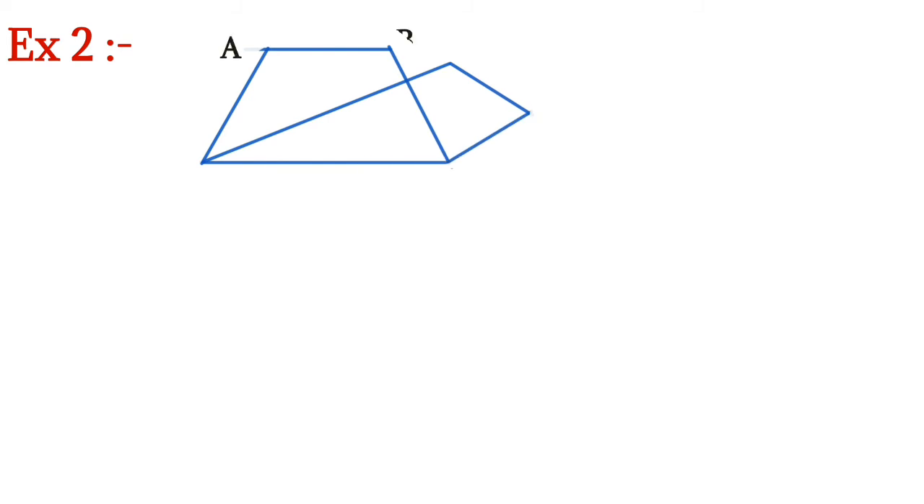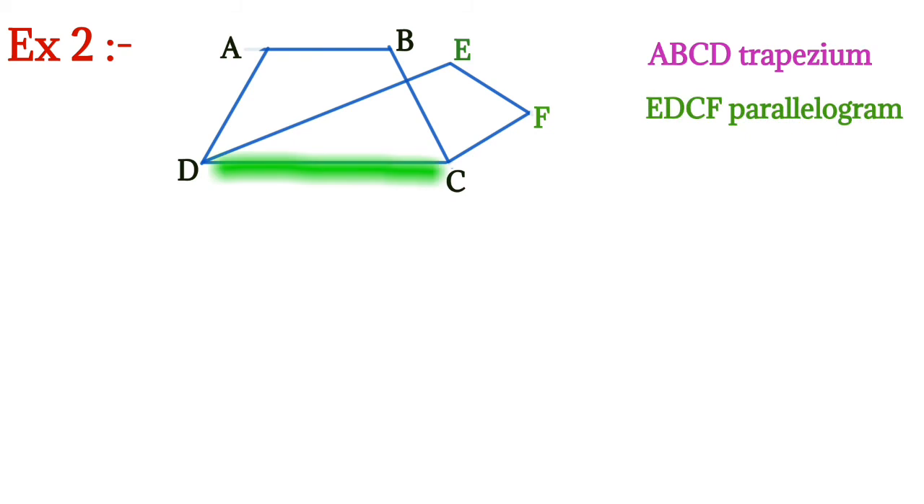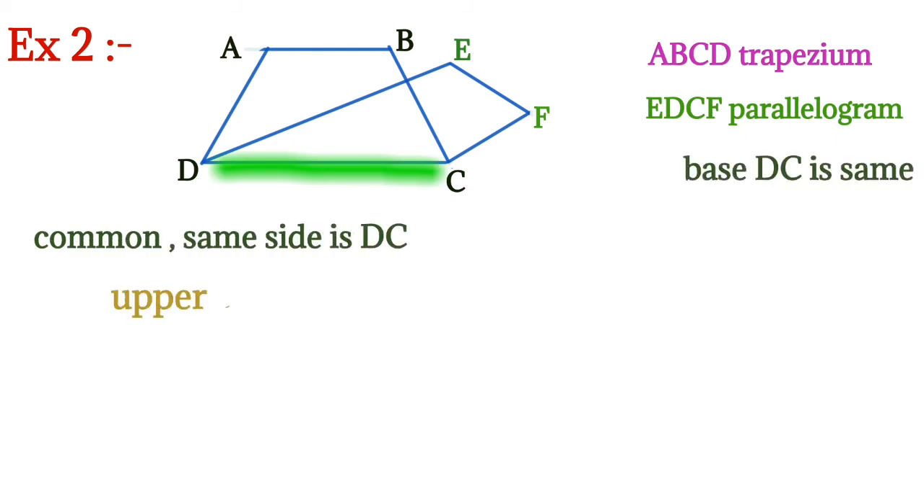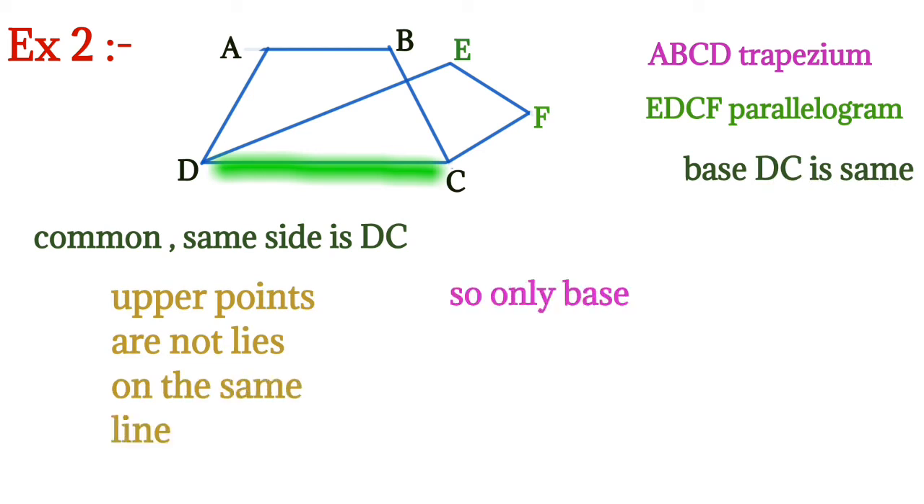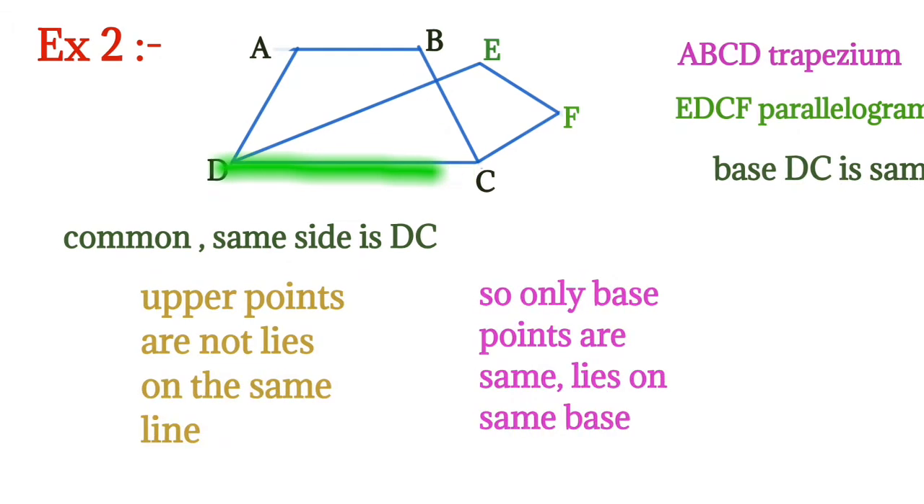Come to the second example. ABCD trapezium is there and EDCF the parallelogram is given. Which side is common in two figures? DC side is common. Base side. Base is same. We can say two figures lie on the same base. See the next example.